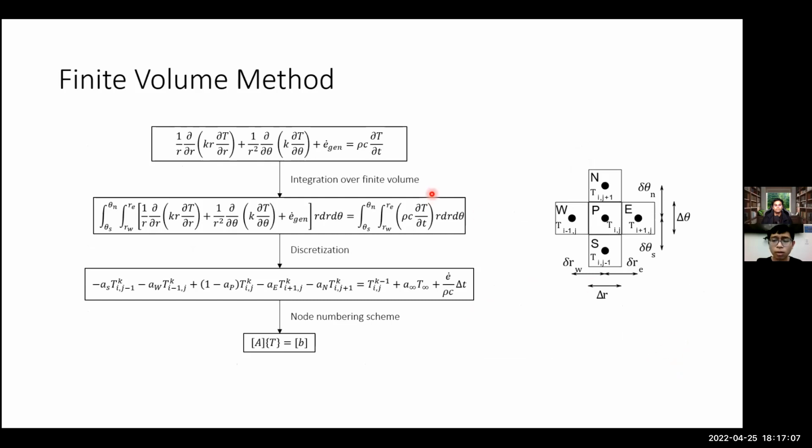Firstly, the problem will be solved using the finite volume method. For the finite volume method, the governing equation must first be integrated over the entire finite volume, as seen in the figure on the right. As seen in the figure, the compass notation can be used interchangeably with the indices in order to discretize the governing equation after the integration process. From there, a node numbering scheme can also be used with the indices in order to organize the rows and the columns in the A matrix and the B vector.